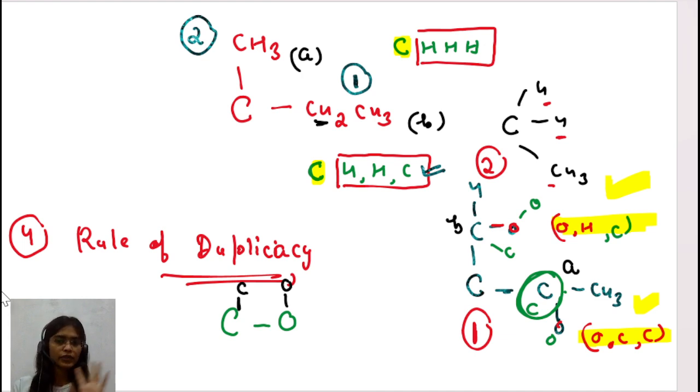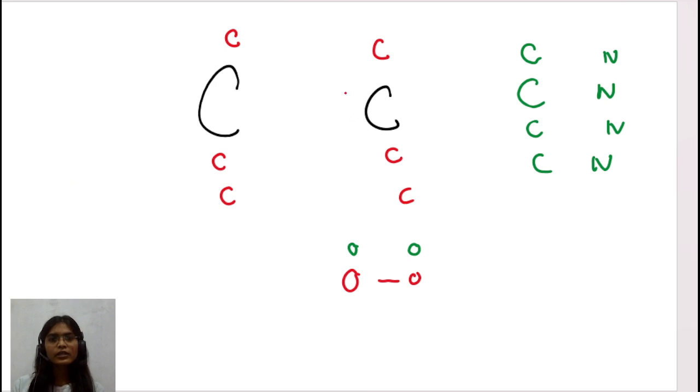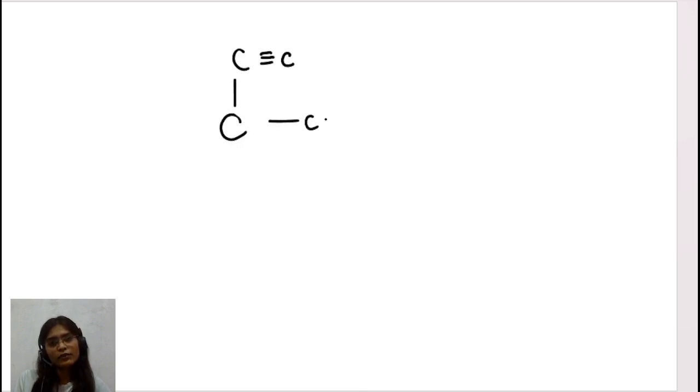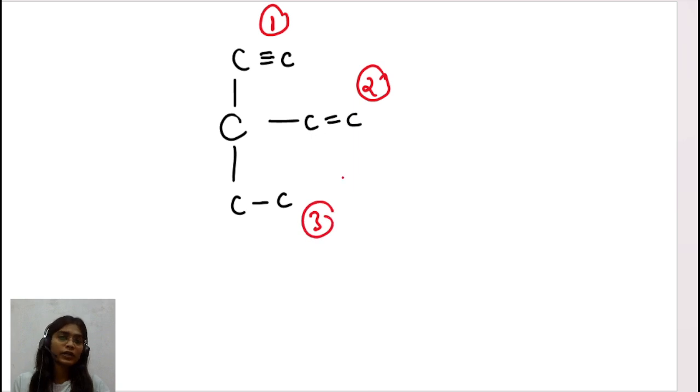Okay, so that's it. So what is the moral of the story? The moral is very simple: let's suppose I'm having a carbon, okay, again, this is my carbon, and it is connected with a carbon-carbon triple bond, carbon-carbon double bond, or a carbon-carbon single bond. So how about the priority order there? This one has the first priority, second priority, and third priority. You can say multiple bond has first priority, then second priority, then third priority. Okay, this is the next rule of duplicacy.